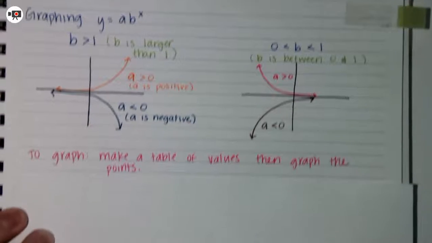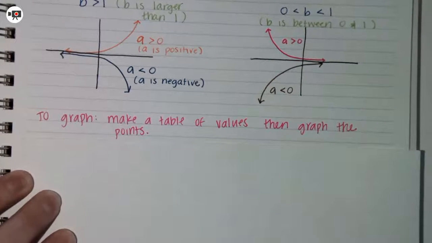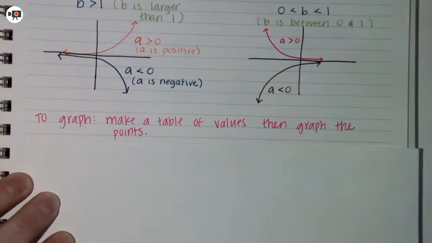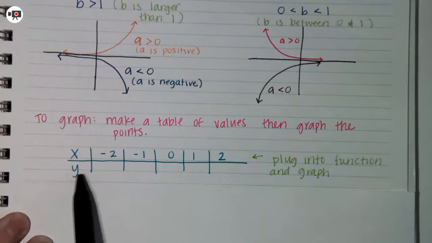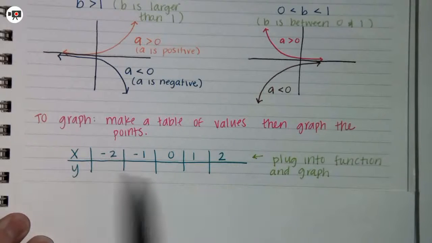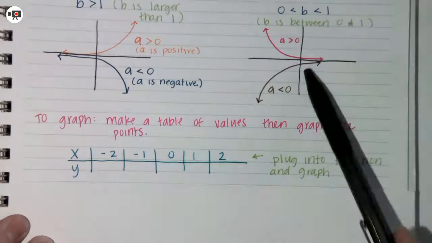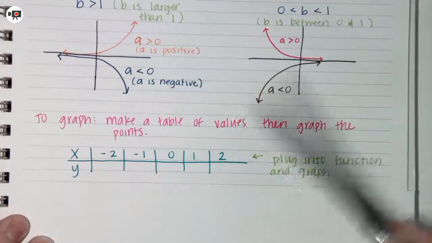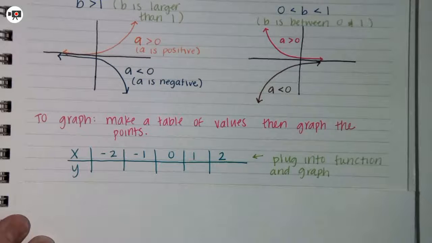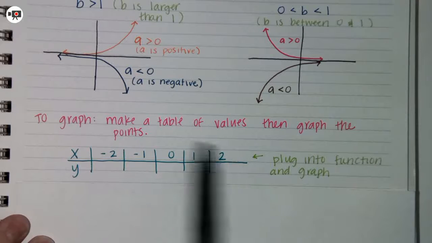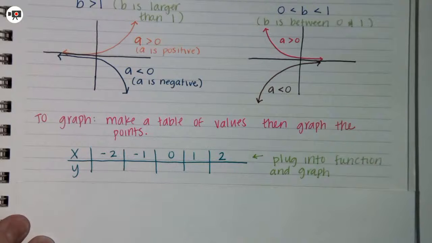If you have to graph these, the easiest way to do that is to make a table of values, then graph the points. So this would be where you make your table. Pick x's like these ones. Don't choose too big of x's because it's either going to grow really big in one way. So keep it kind of small. Then you're going to take your x's, plug them into the function that you are given, and then you can graph those points.